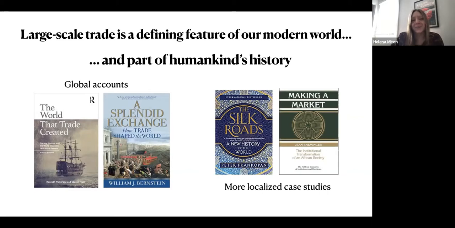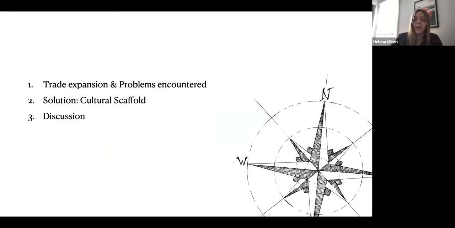This is mostly about explaining how large-scale trade came about, because large-scale trade is a very defining feature of the modern world, and it has also been part of humankind's history. So, how we expanded the reach of commercial exchanges. If you're looking at the literature, you can think of either global accounts that have been attempted or more localized case studies, but you hardly find very mechanistic explanations of it. And that's where I want to go.